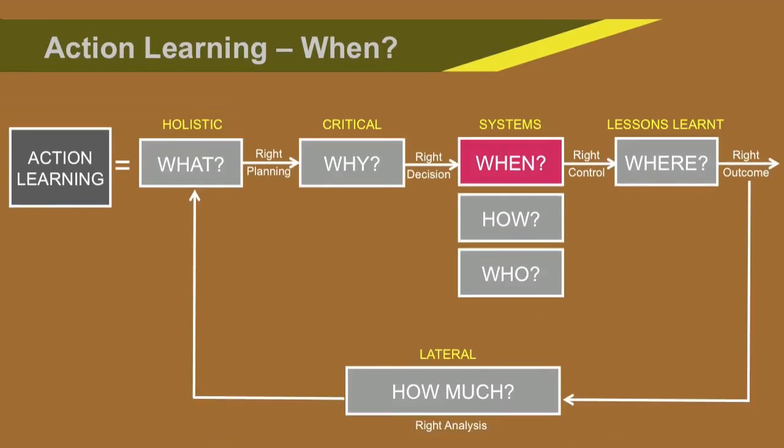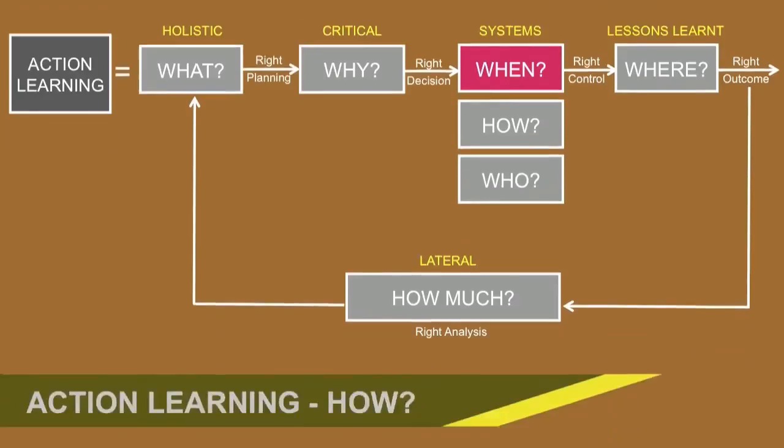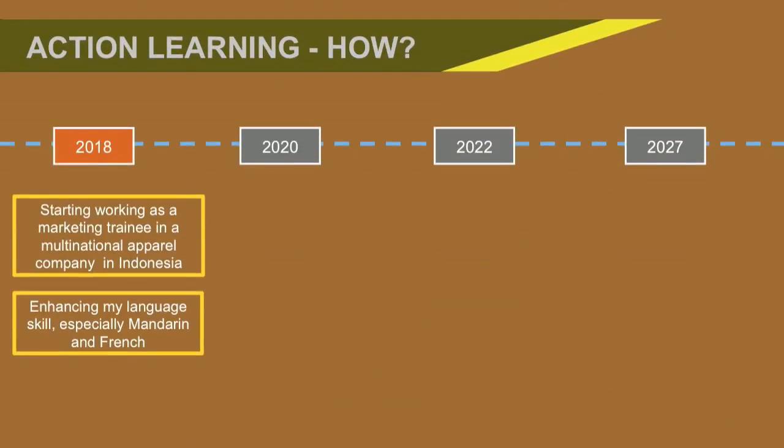In this section, I'm going to explain my timeline and career plan in my next first, third, fifth, and 10th year. So 1 year from now, which is in 2018, my plan is to start working as a marketing trainee in a multinational apparel company in Indonesia, as well as enhancing my language skills, especially Mandarin and French.